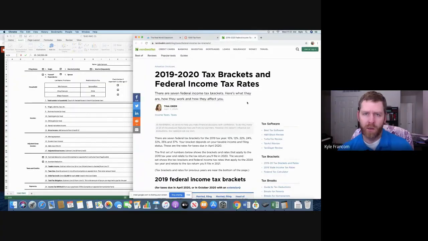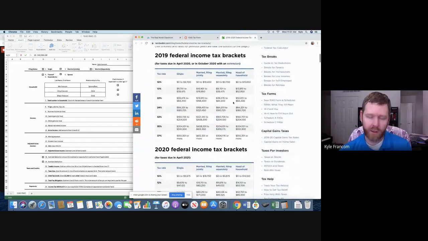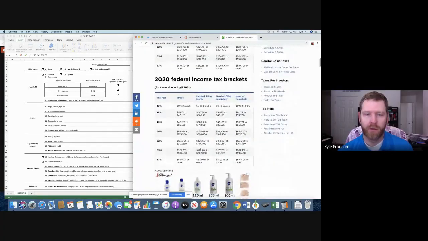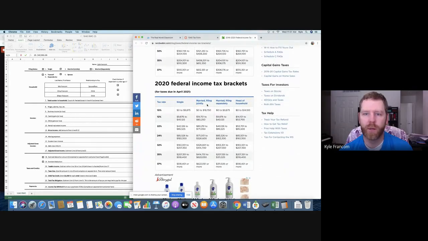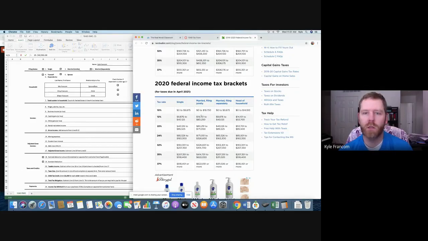This is the 2019-2020 tax brackets and federal income tax rates. Since you guys earned this money in 2020, we're going to use the 2020 tax bracket. Remember, you guys are all married, filing jointly. My taxable income was $42,966. If you look at the range, the 10% tax range is 0 to 19,000, then 19,000 to 80,000. That puts me in the 12% tax bracket, because remember my income was 42,000. So I'm going to be right here in the 12% tax bracket.